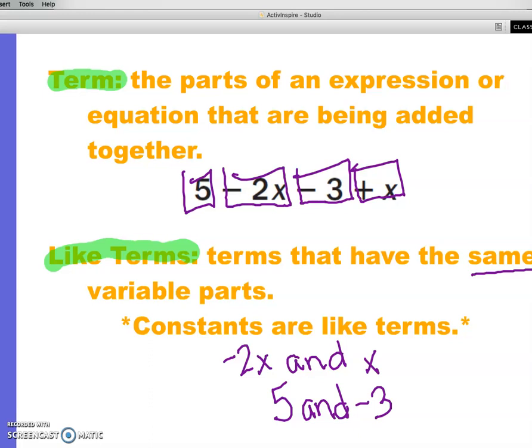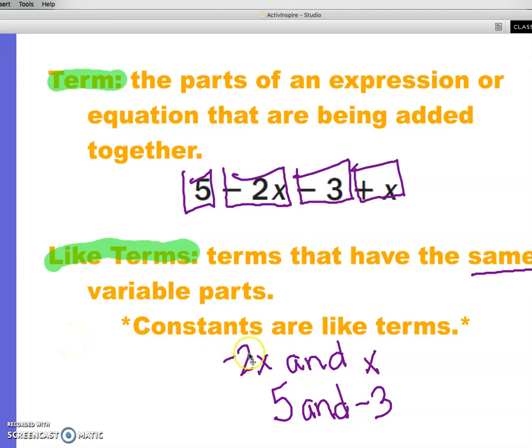Term. A term is the parts of an expression or equation that are being added together or combined. So here we have 5 minus 2x minus 3 plus x. We have all those different terms. I put boxes around all the different terms. Now, like terms have to have the same letter raised to the same power. So terms that have the same variable parts or the same letter.